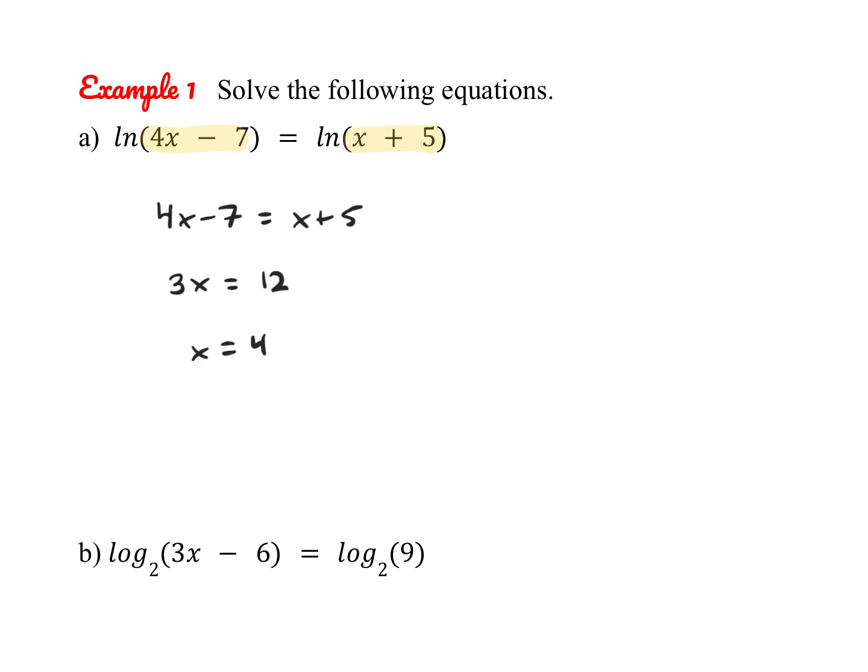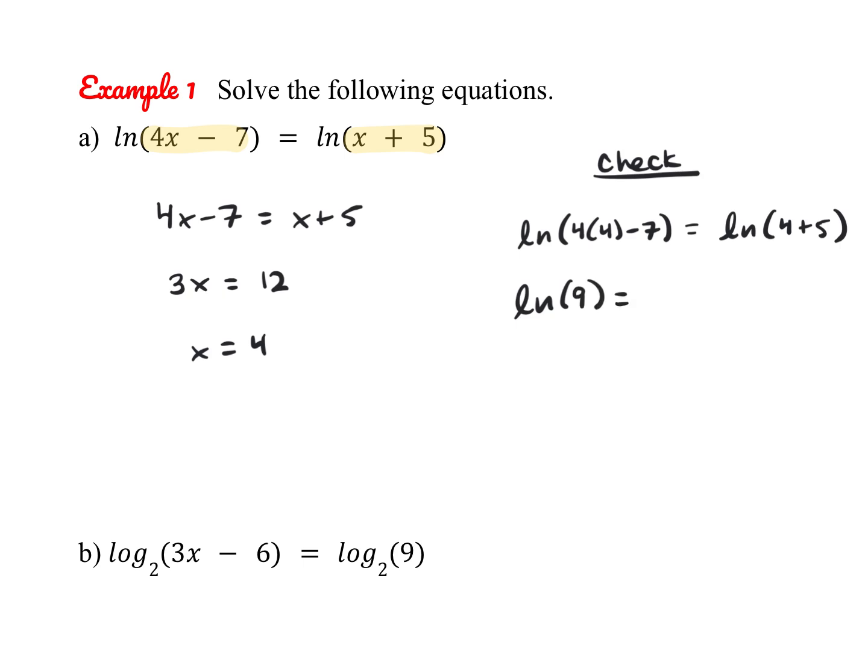And dividing by 3 on both sides gives me x equals 4, but of course we need to show our double check. So we're going to substitute. So I have the natural log of 4 times 4 minus 7 equals the natural log of 4 plus 5. Here, well, we have 16 minus 7, which is 9, and 4 plus 5, which is 9. And the natural log of 9 is equal to the natural log of 9. So we have a true statement, which means our answer is valid.